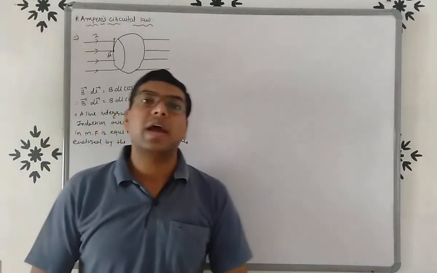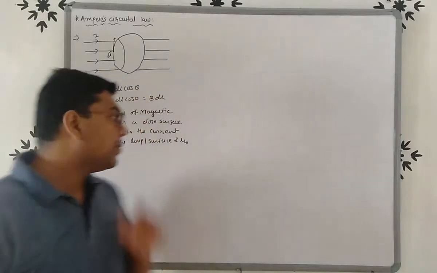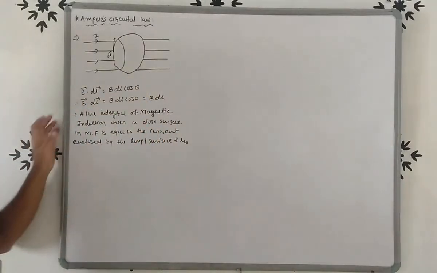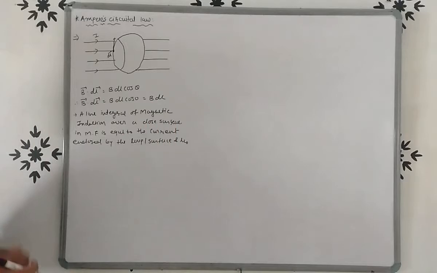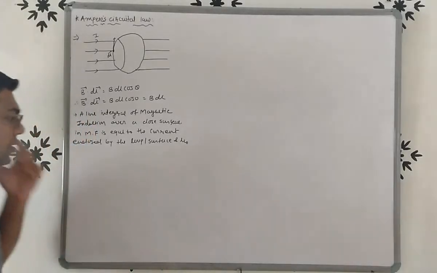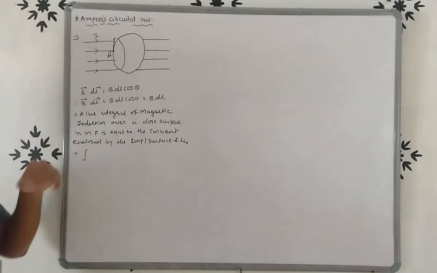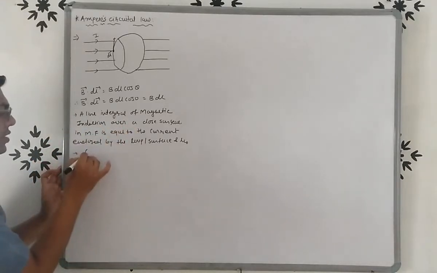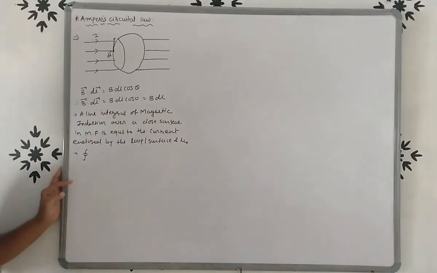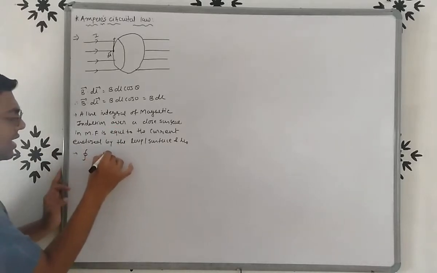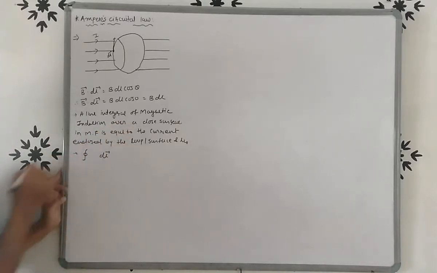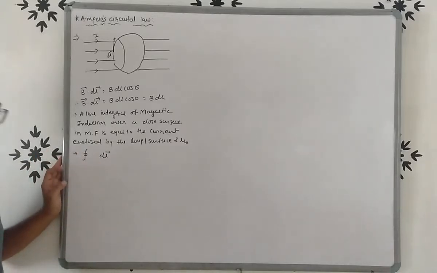So friends, you have to remember this statement of this law. A line integral of magnetic induction over a closed surface in magnetic field is equal to the current enclosed by the loop or surface and mu 0. So here, line integral of magnetic induction over a closed surface: the integration will be like this, line integral, so dl is there, and over a closed surface, so here we denote it by a round closed integral sign.